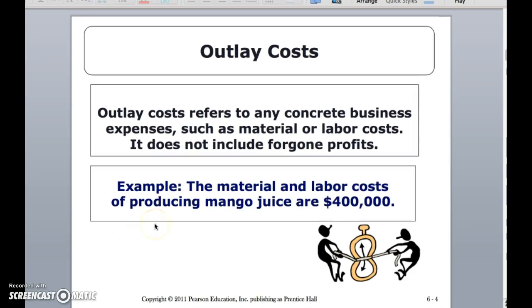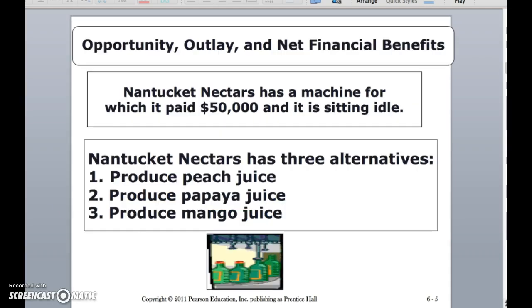Outlay costs refers to any concrete business expenses, including material or labor cost, but it does not include foregone profit. The material or labor cost of producing mango juice are $40,000. This is a very typical outlay cost. So I want you to differentiate outlay cost and opportunity cost. Outlay costs are concrete business expenses.